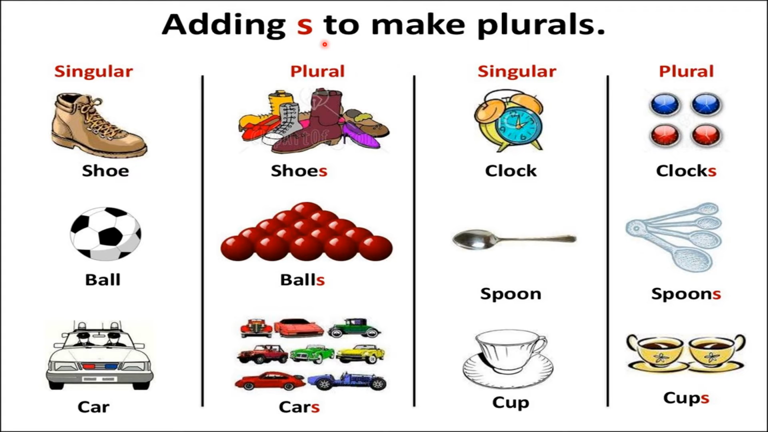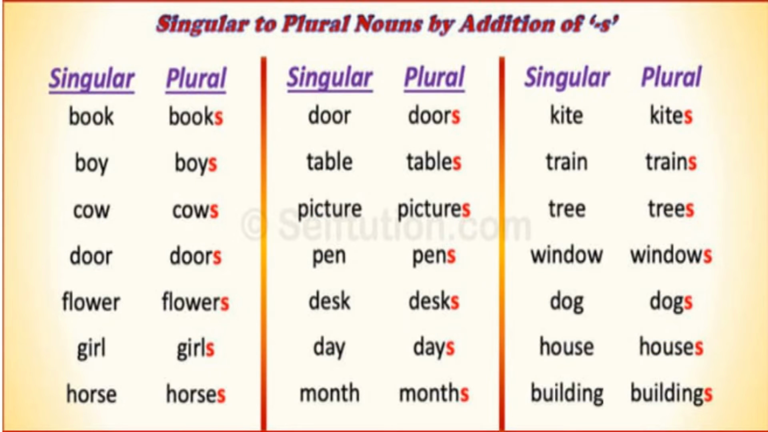So how to add s to the singular form? See here, for shoe, it is shoes, ball, it is balls, car, cars, clock, clocks, spoon, spoons, cup, cups. So these are made into plural by adding s at the end. The same way here you have a few examples where s is added at the end. You can pause the video and have a look at it.